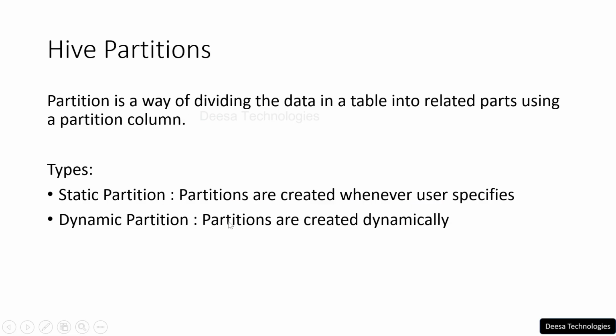And this is the generic definition. Partition is a way of dividing the table data into related parts using a partition column, right? So you have a partition column, and you divide the data based on that partition column. Again, this data has to be related. You need to be very careful.